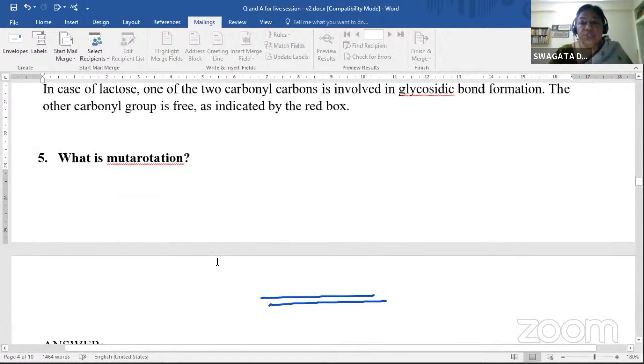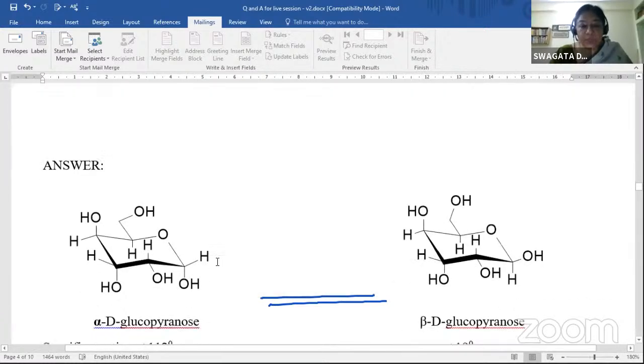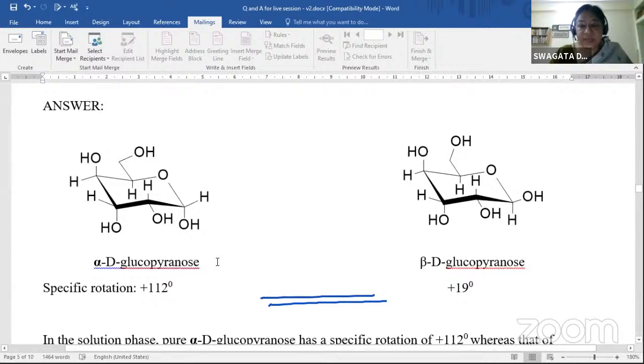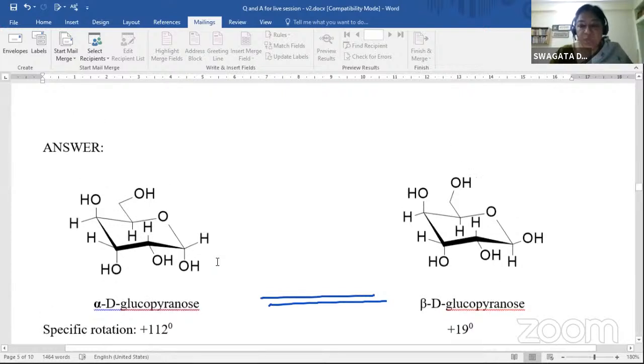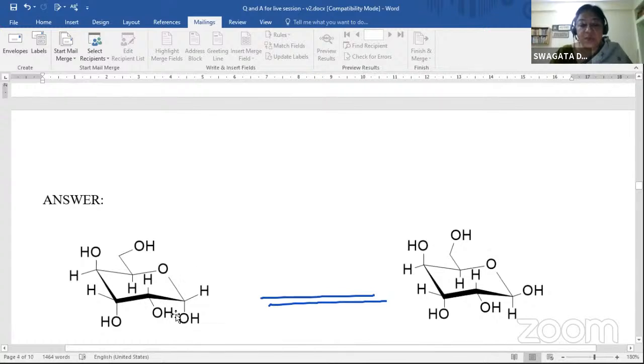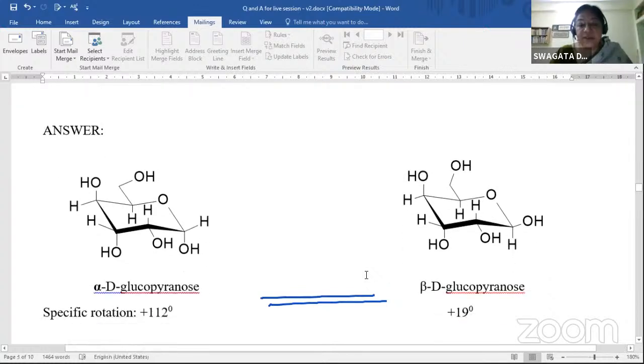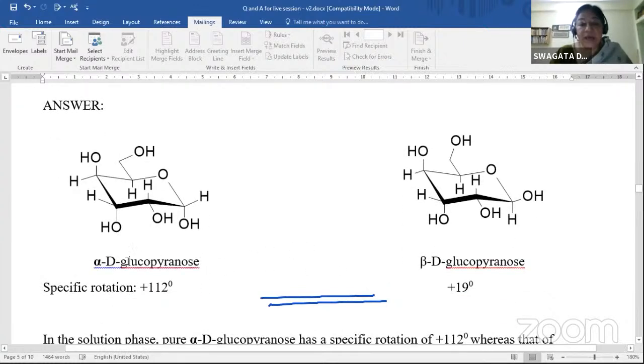The next question is, what is mutarotation? When we look at mutarotation, it involves the alpha and beta forms, where we look at the position of the OH. Here we can see the OH in a down position, an axial position, and here the OH in an equatorial position. This is rendered as alpha-D-glucopyranose. What do we mean by pyranose? A 6-membered ring. And what is furanose?